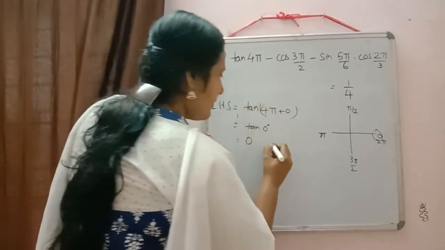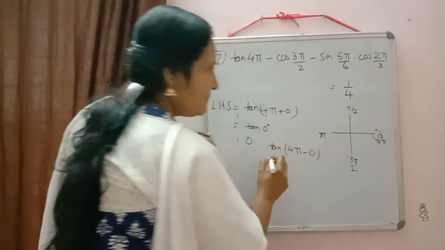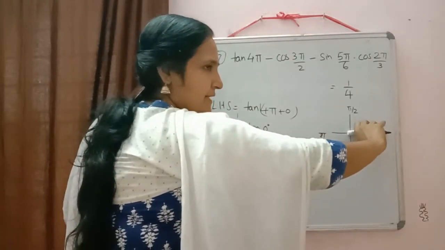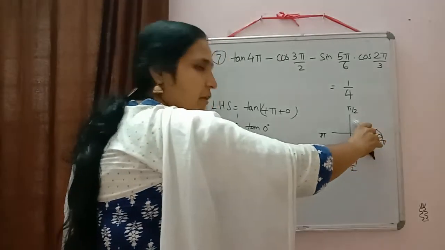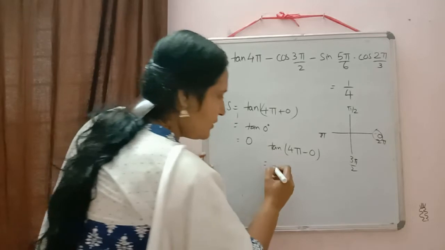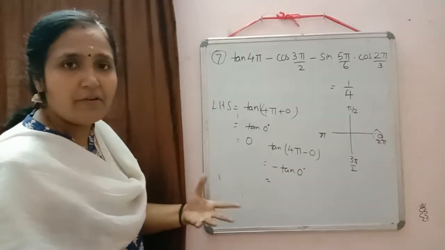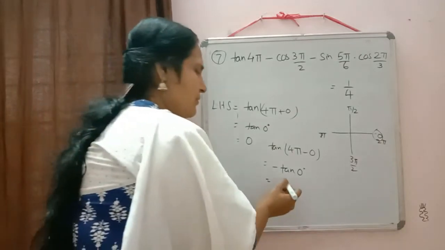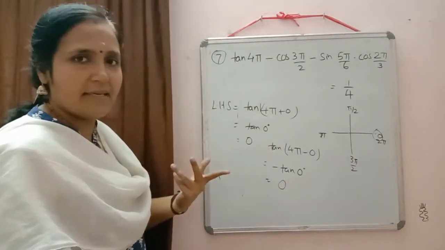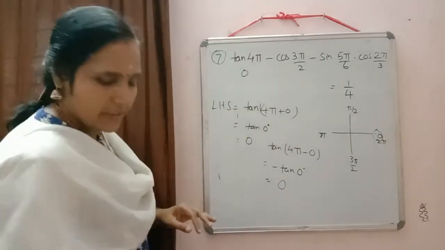So here if I write it as tan 4 pi minus 0. So 4 pi means we are here. Minus 0, if I am doing that, means I am going into the fourth quadrant, and in the fourth quadrant tan is negative. So it will be equal to minus tan 0 degree. And what is the value of tan 0 degree? 0. 0 is neither positive nor negative, so you can write it as 0 only. So we got the first value as 0.